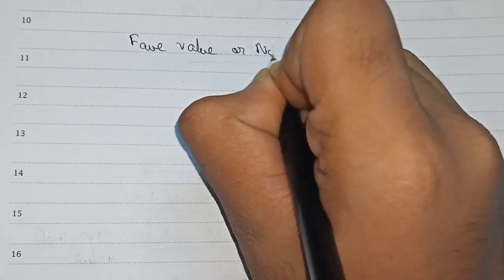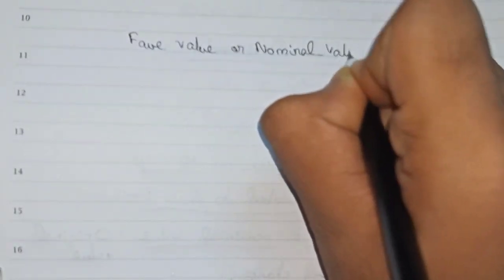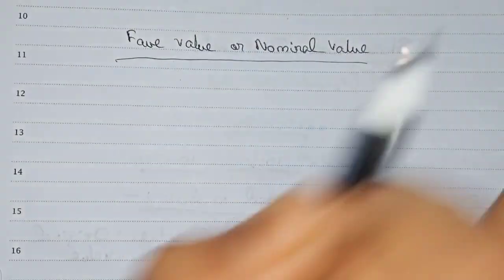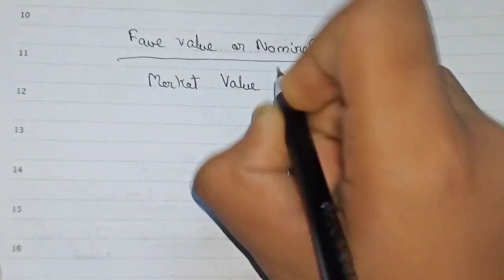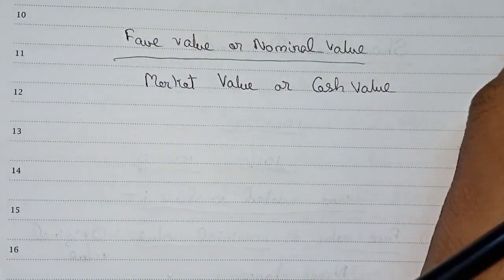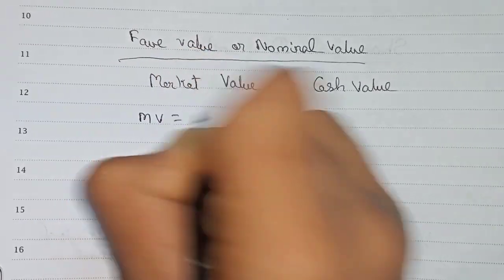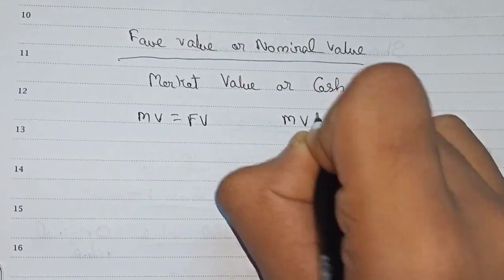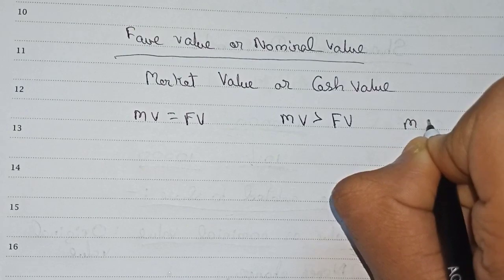Once more, let me summarize the terms that you have learned. First comes face value or nominal value. It is the price at which the company sets the price of the share. Next comes the market value or cash value. The price of the share at any time in the market is called the market value. It can be equal to the face value, greater than the face value, or less than the face value.